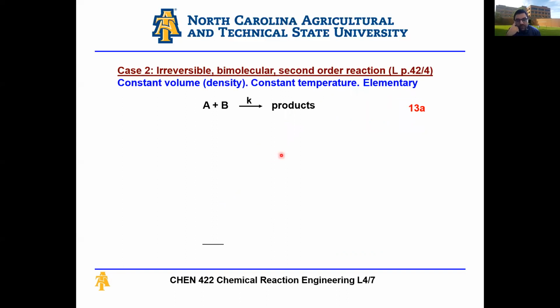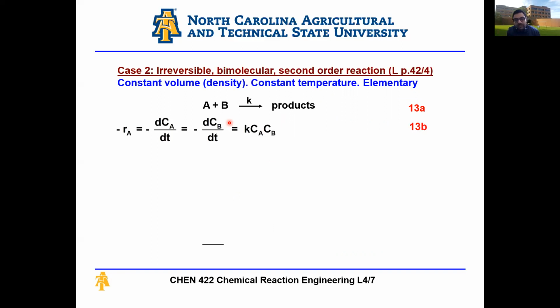Okay, case number 2. If you have an irreversible bimolecular second order reaction, and again, for this case, I'm assuming constant volume, constant temperature, and a set of products, let's write the reaction rate equation for this. So again, first step, always write the reaction rate equation.